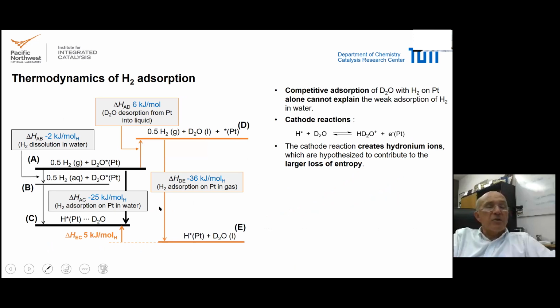Can we understand this in terms of a thermodynamic cycle? Again, you see hydrogen binding, 36 kilojoules per mole. You see the dissolution of hydrogen in water, it's not much. You see the 25 kilojoules per mole desorption that we have just determined. And we also need to consider that we need to remove water which is adsorbed, and that's about 6 kilojoules per mole from platinum into the liquid. So we have an additional contribution on this. But that still leaves us with about 5 kilojoules per mole difference compared to the gas phase adsorption.